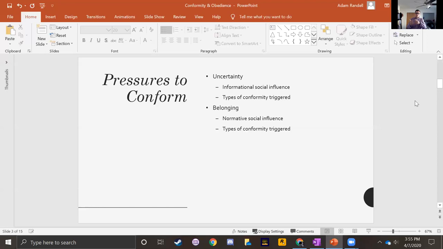Now, again, remember that social influence is simply the effect others have on our behavior when they guide our behavior in one way or another. And so when we are uncertain, remember that's one of the motives for conforming, we look to others for information. So others are influencing us by providing us with information about what we should do, which is informational social influence. When we want to belong to a group, other people affect us by providing us with knowledge about what's normative. They're telling us what we should do and what they're going to do, right? And so to satisfy our desire to belong, we try to do as they do.